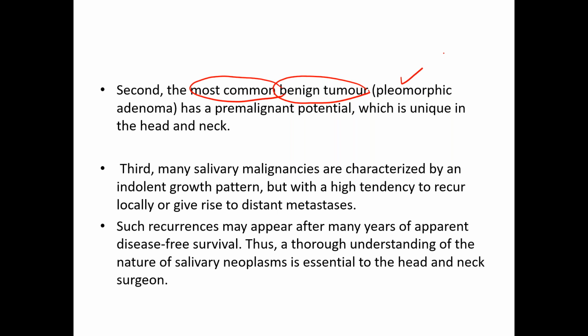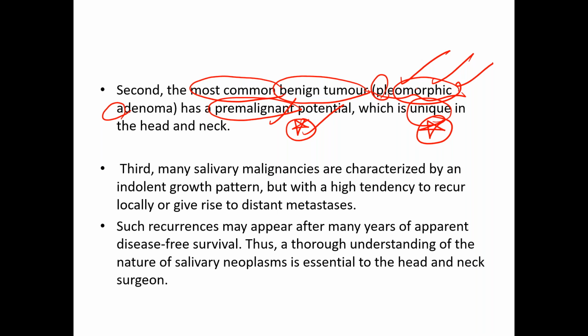What is the commonest benign tumor? It is a pleomorphic adenoma. It is called pleomorphic because of its various morphologies. As you know from pathology, pleomorphic adenoma has a pre-malignant potential, which is unique in the head and neck. A tumor with pre-malignant potential, which can turn malignant, is called pleomorphic adenoma. PA, you can remember pleomorphic adenoma.